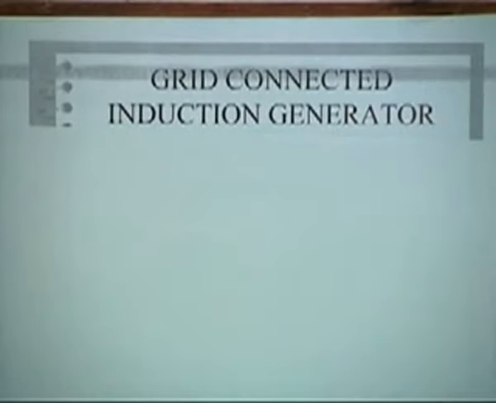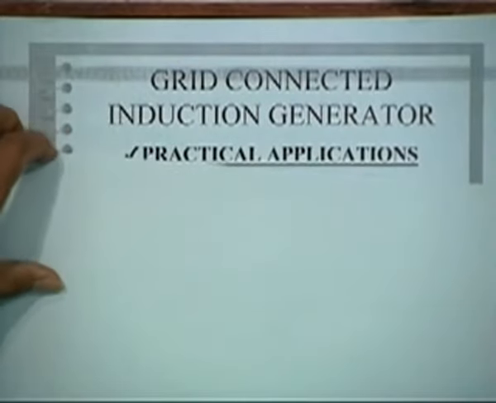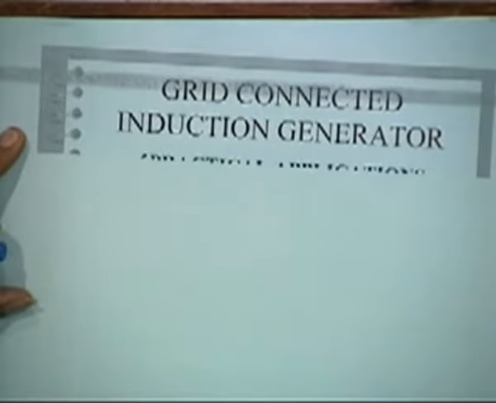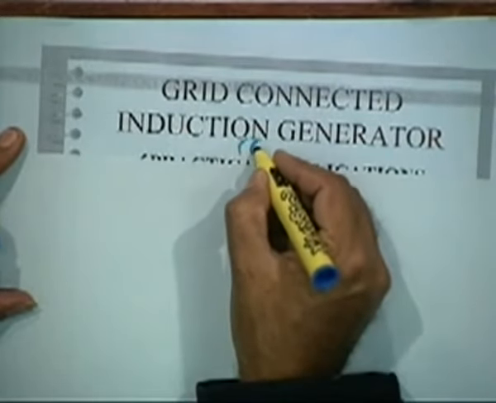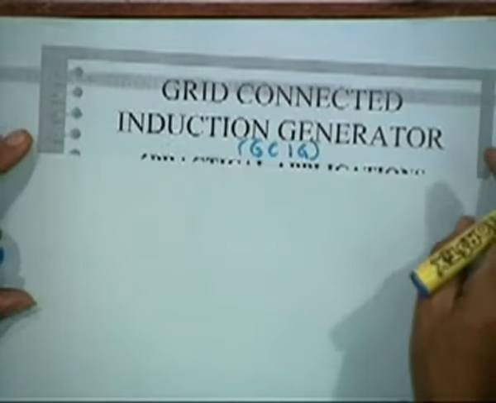Now, in the last 20 years it has become very important, that's why I thought I should inform you. There is what is known as a grid connected induction generator. One variety is the grid connected induction generator, that is, an induction generator connected to the grid, to the mains. We call it a grid connected induction generator, GCIG.